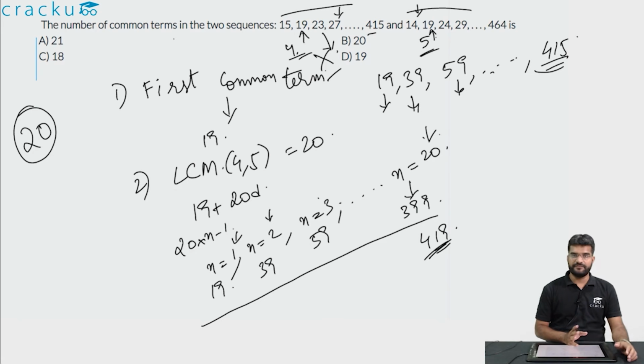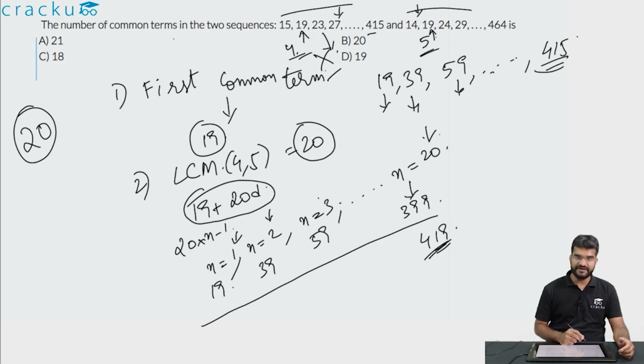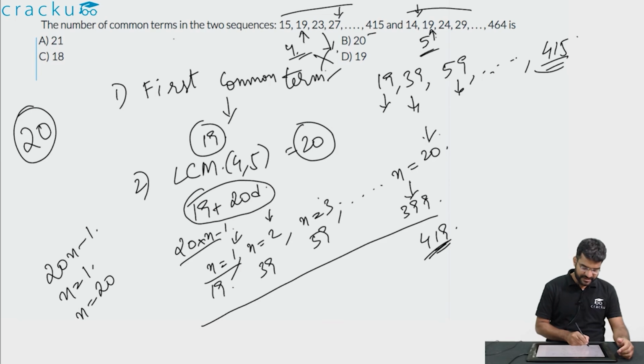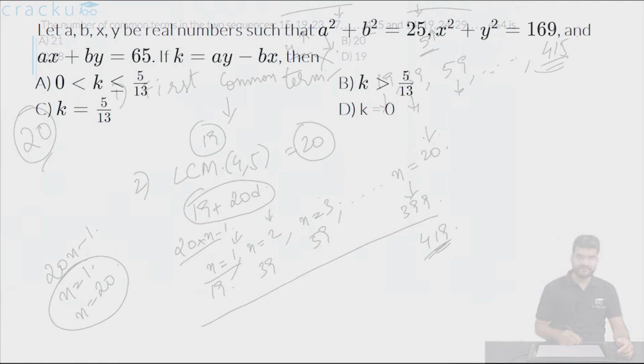Remember that whenever you are required to find out the common terms, first find out the first common term, in which case the first common term is 19, then find out the LCM of the two common differences, in which case the LCM is 20. So all the common terms will be of the form 19 plus 20d, and finding out the number of such common terms can be done in multiple ways. In this case, we have found out that all the common terms are of the form 20n minus 1, where n starts with 1 and n ends with 20. So the number of such terms is 20.